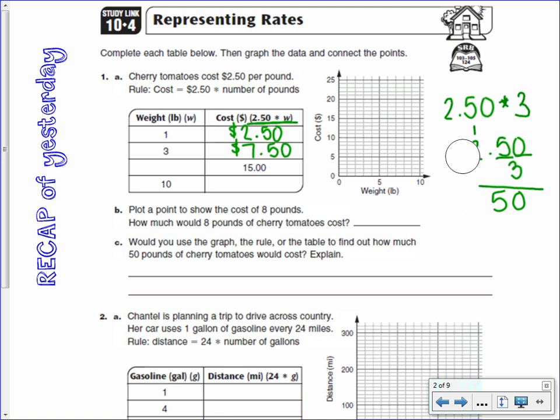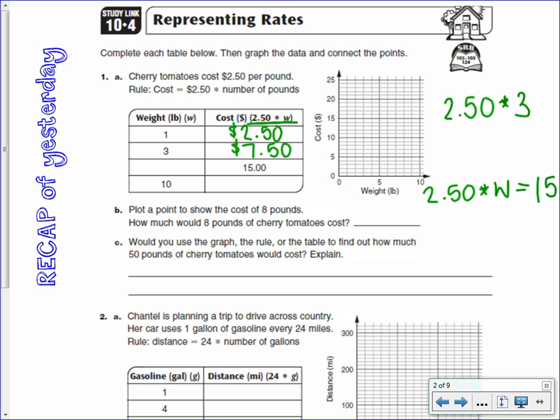Okay, I think these are the ones that we get tripped up a little bit when they give you the opposite, right? I don't know what it is. Because our equation is still the same. It's still $2.50 times how many pounds. But in this case, we don't have that W. We don't know what it is. But what do we know this equals? $15.